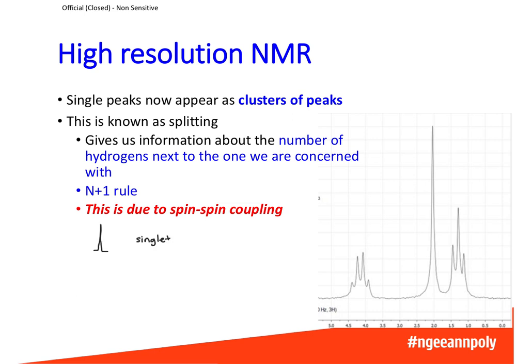If you see a single peak, it is called a singlet. If there are 2 peaks in the cluster, it is called a doublet. If there are 3 peaks, it is called a triplet, and if there are 4 peaks, it is called a quartet. There are also more complicated splitting patterns, but this is all you need to know for now.